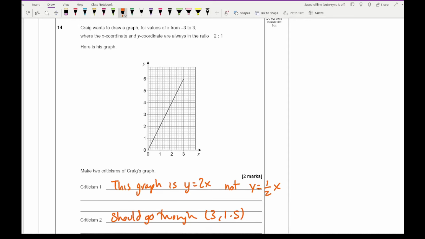So in terms of the mark scheme, it says an explanation that the ratio and the graph do not match, and another statement that says that the domain of the graph is incorrect. So again, something along the lines of the fact that they should have used more values along the x-axis.